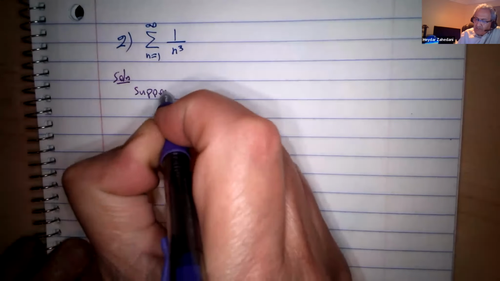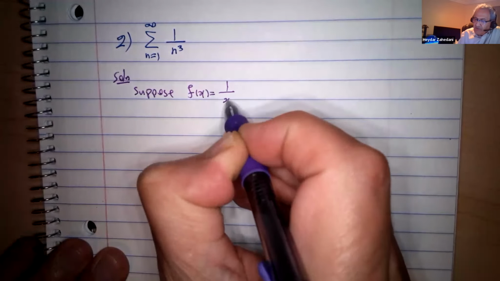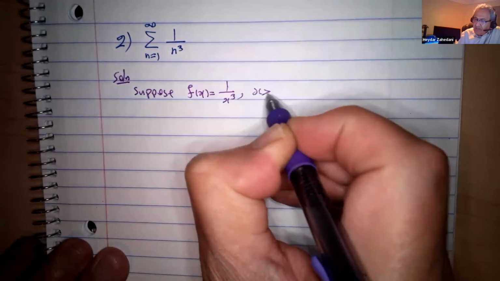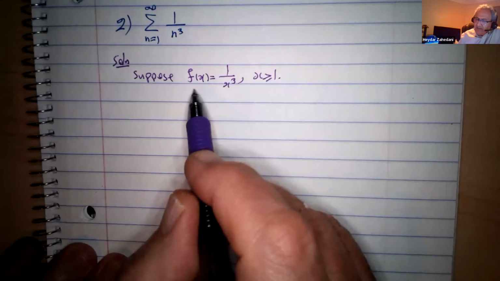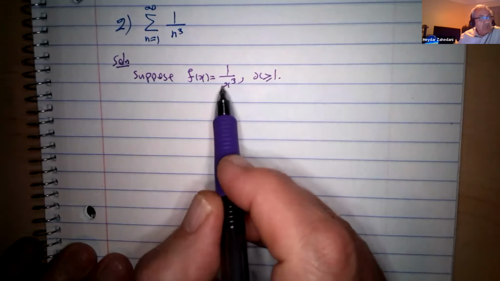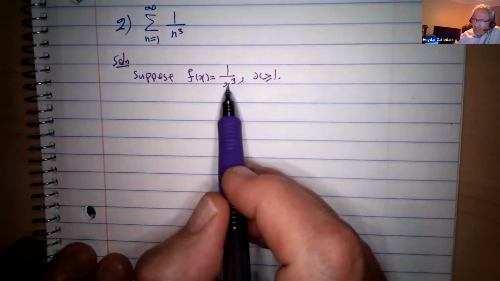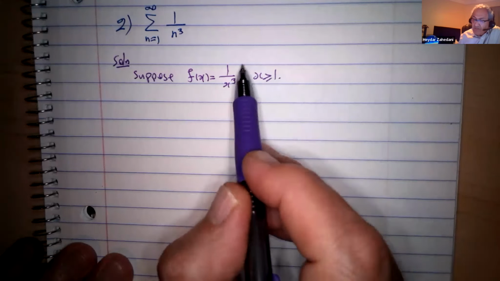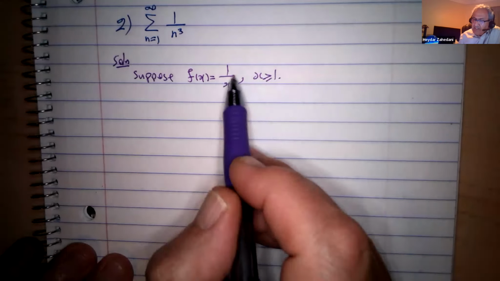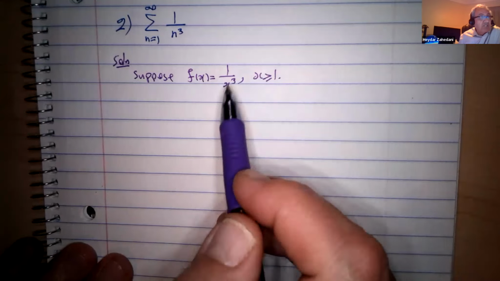You introduce the function. Okay, you suppose f of x is equal to 1 over x cubed, when x is greater than or equal to 1. Then you argue that f is continuous because x is not equal to 0, x starts with 1. So this is continuous, it's positive because x is positive, so 1 over x cubed is positive. It's decreasing because the denominator is getting bigger and bigger, so the function is getting smaller and smaller.